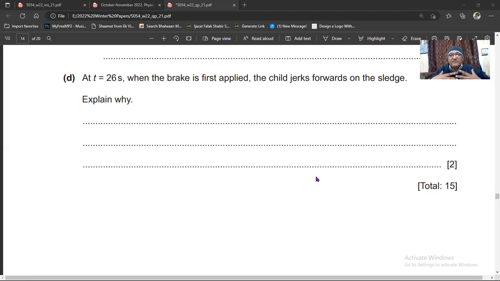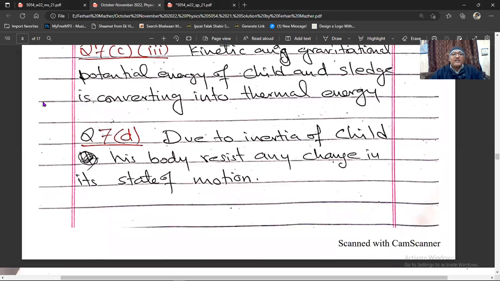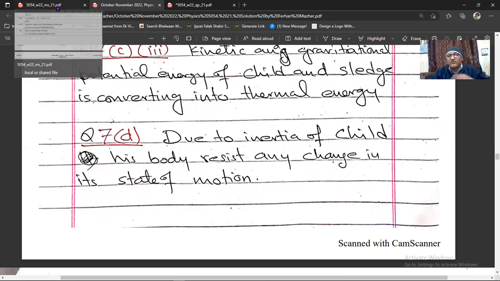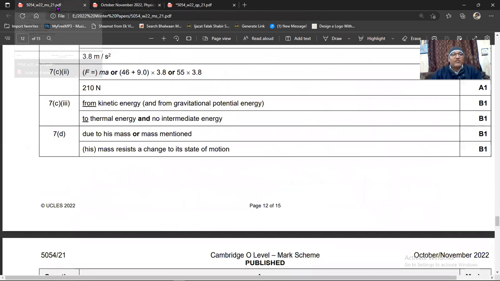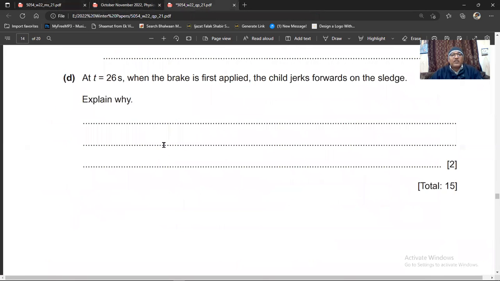So that's why the child experiences a jerk in the forward direction. Due to the inertia of the child, his body resists any change in its state of motion. That's why he experienced a jerk in the forward direction. Due to his mass, his mass resists a change to its state of motion. That's the answer.